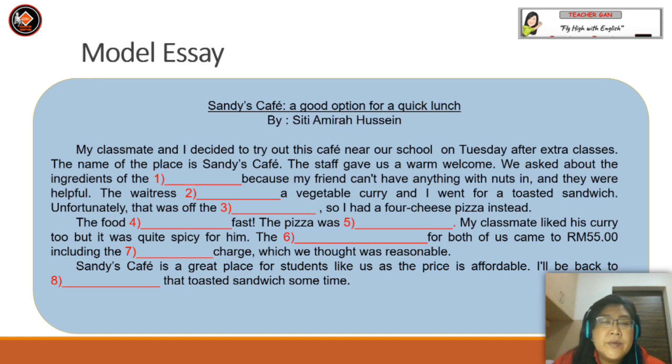We asked about the ingredients of the first blank, because my friend can't have anything with nuts in, and they were helpful. The waitress, number 2, a vegetable curry, and I went for a toasted sandwich. Unfortunately, that was off the number 3, so I had a 4 cheese pizza instead. Then the next paragraph, the food, number 4, fast. The pizza was number 5. My classmate liked his curry too, but it was quite spicy for him.